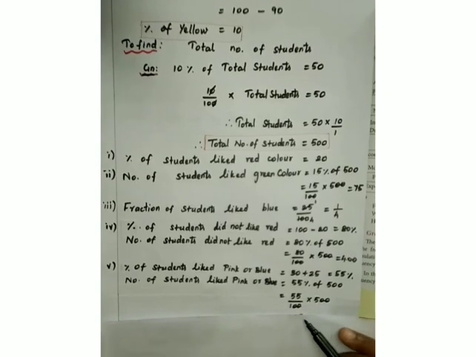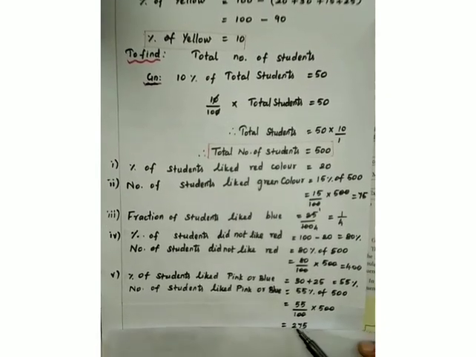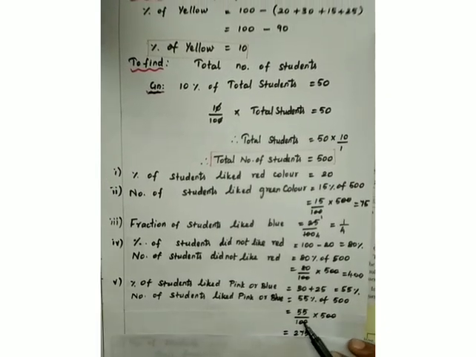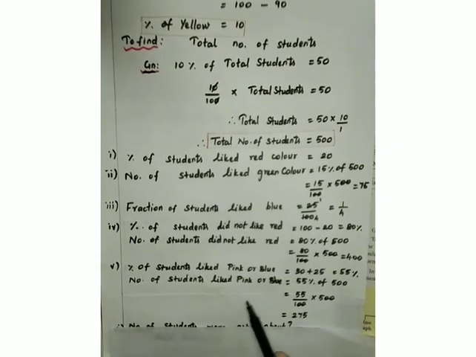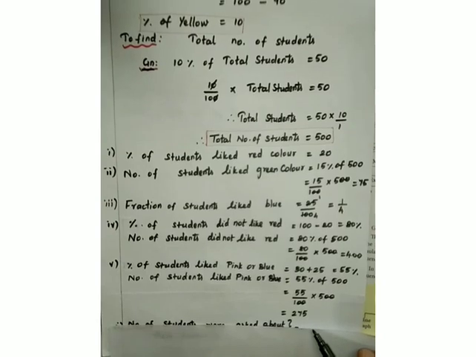So 55 by 100 into 500. So double zeros we can cancel. Then 55 5s are 275. Therefore the number of students who liked pink or blue is 275.